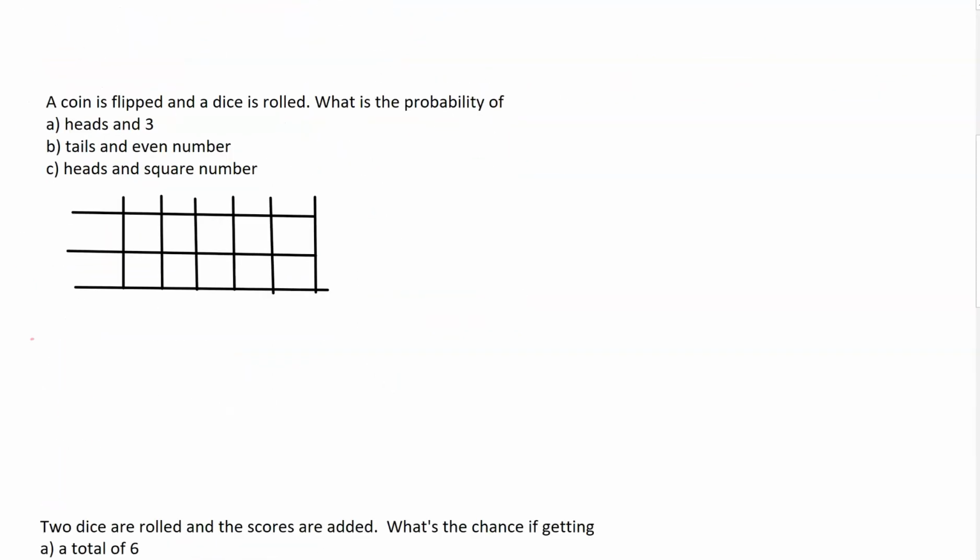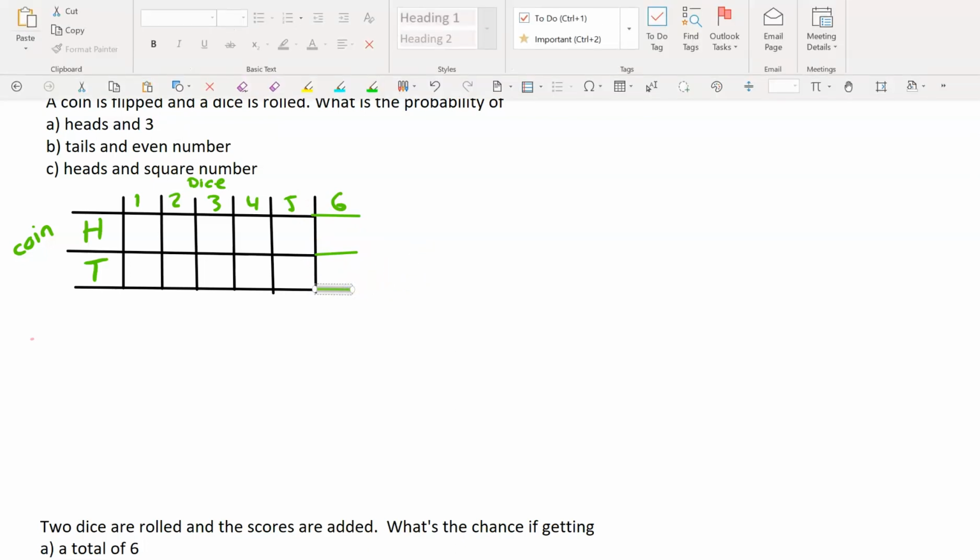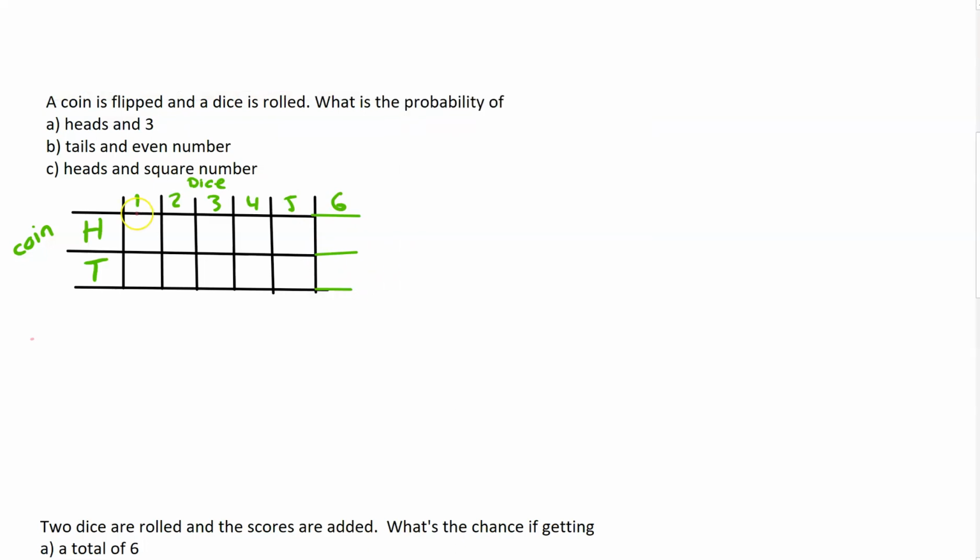So if we look at the second one, a coin is flipped. So my coin has heads or tails on it. The dice has 1, 2, 3, 4, 5, and I can't count, so 6. And then the combinations. I did not want that to be green, but it can do for now. The combinations. So I have a heads and a 1, a heads and a 2, a heads and a 3, a heads and a 4, a heads and a 5, and a heads and a 6. And then the same again with tails.